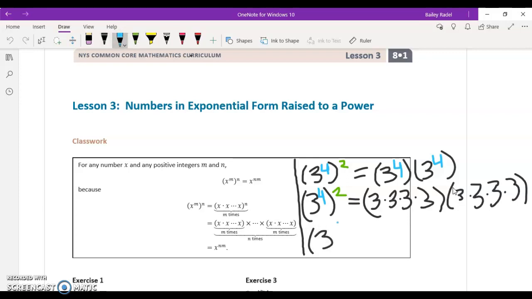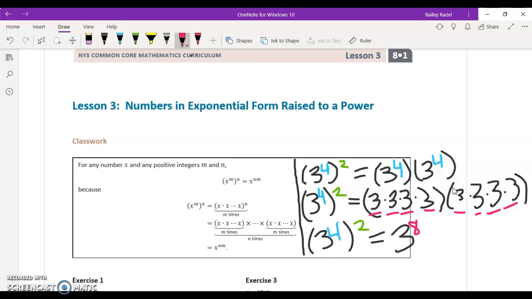So let's copy down our problem. And now, how many times do we have a 3? We have a 3 8 times. So we have our base is 3, and we're going to multiply 3 8 times. So we're going to write this as a base of 3, and our exponent is going to be 8. Because we've written down 3 8 times.